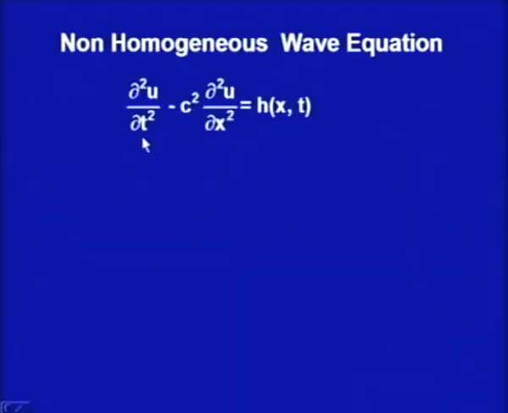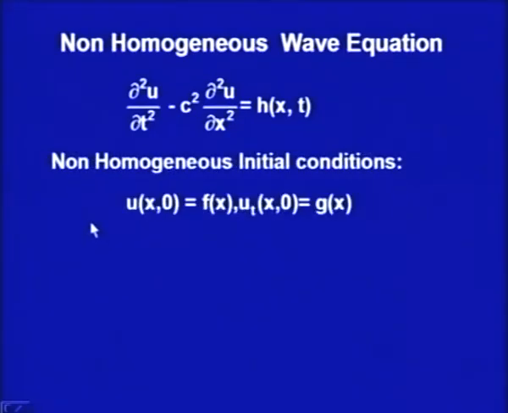Now, if I have this non-homogeneous wave equation, del 2 u over del t 2 minus c square del 2 u over del x 2 is equal to h(x, t), with non-homogeneous initial conditions as well, that is u(x, 0) is equal to f(x) and u_t(x, 0) is equal to g(x), then we can find the solution. First, we take the homogeneous equation with the non-homogeneous initial conditions, and we can find its solution using D'Alembert's formula. Then we can use Duhamel's principle for finding the solution of the non-homogeneous equation, and we add them up.